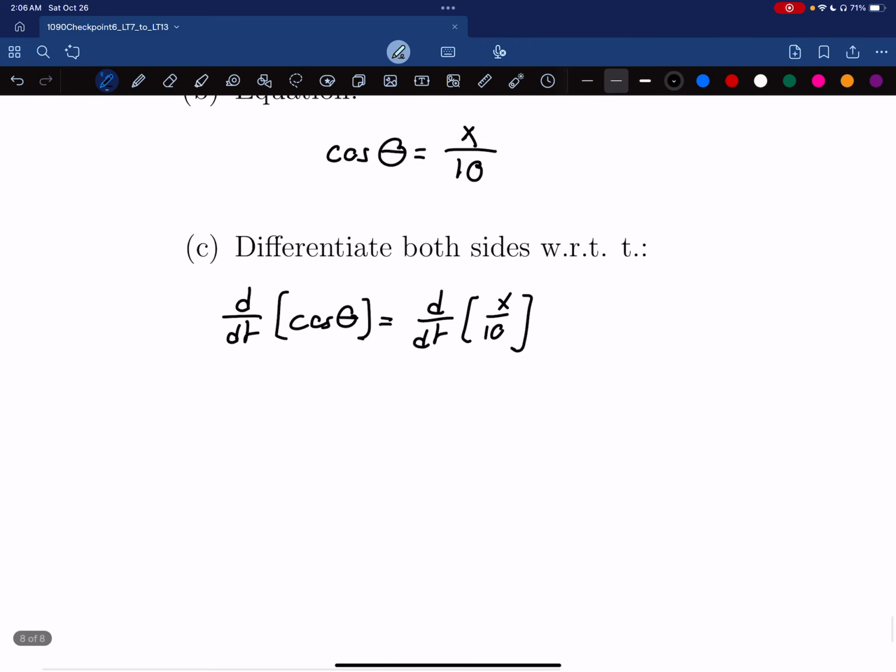And the derivative of cosine is negative sine theta. And then we're going to multiply by d theta dt. That's the chain rule portion of implicit differentiation. Same for the right side. Our derivative with respect to x will just be 1 over 10. And then to make it in terms of t, we multiply by dx dt.